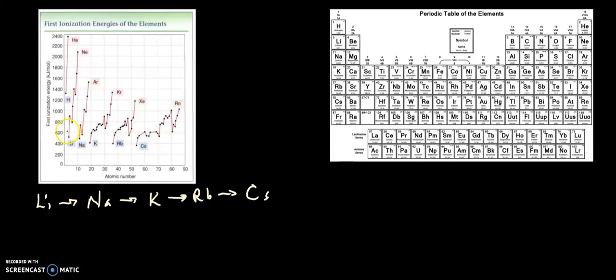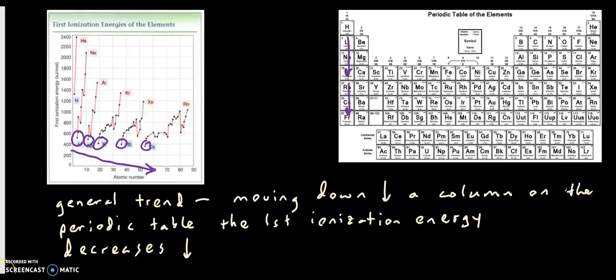Now, as we move down the periodic table, progressing from lithium to sodium, potassium, rubidium, cesium, down the first column, we also notice a trend: the ionization energy decreases as we move down the periodic table. So the general trend as we move down a column is that the first ionization energy is decreasing.